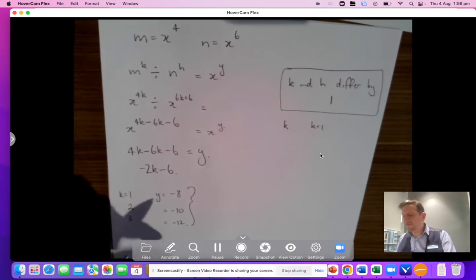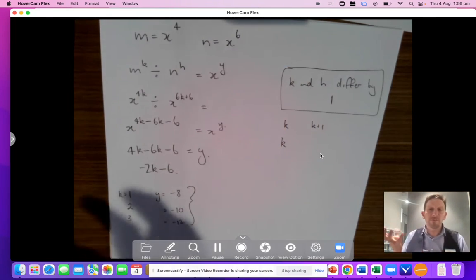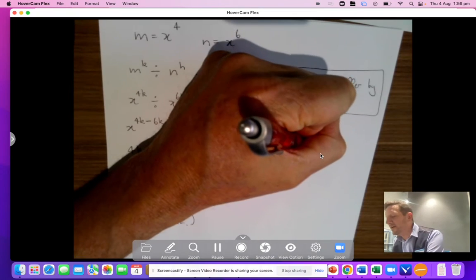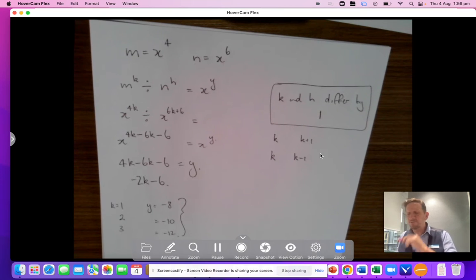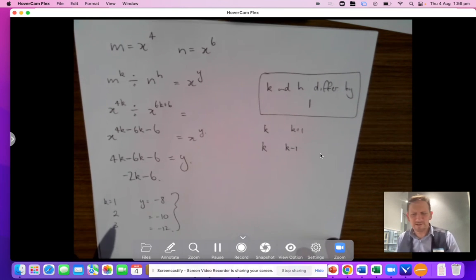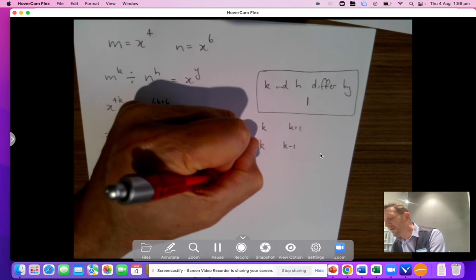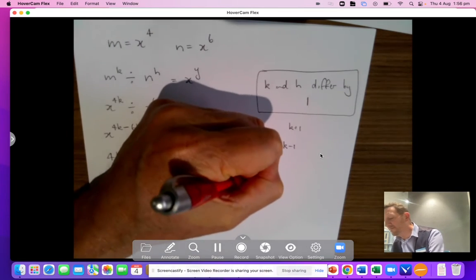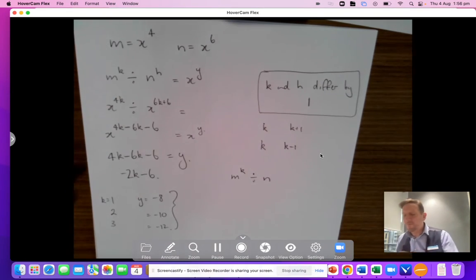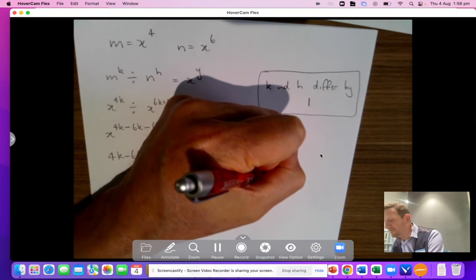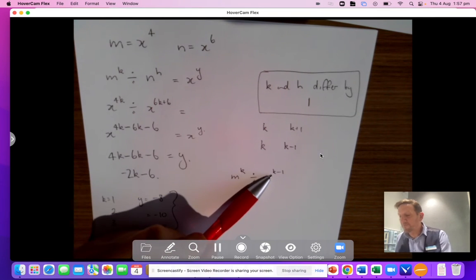Let's look at the other situation. If k and h differ by 1, but let's look at k and k minus 1. Let's see if we get some different answers. And I'll do this one slightly slower. I rushed the other one a little bit, maybe. What do we know? m to the power of k divided by n to the power of h. But h in this case is k minus 1. So instead of writing h, I've written k minus 1.